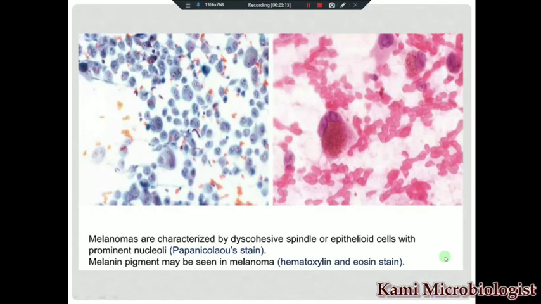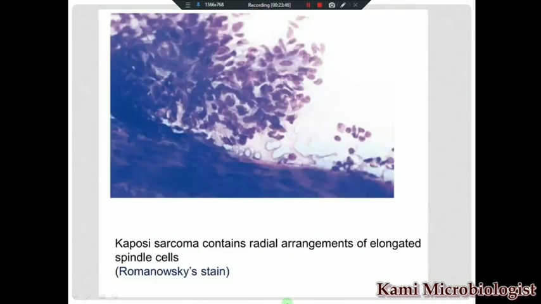The next slide is showing the next two fields. In the first field, this is the Pap stain, and it is showing melanomas, which are characterized by discohesive spindle to epithelioid cells with prominent nucleoli. So this is the Pap stain. Melanin pigment may be seen in the melanoma. So this is a melanoma, okay, and this is the H stain.